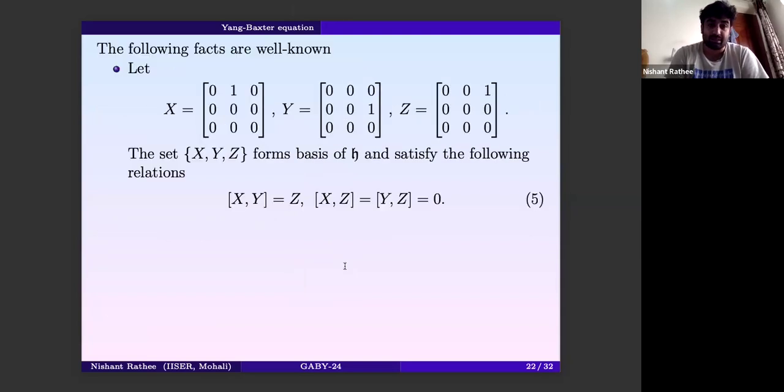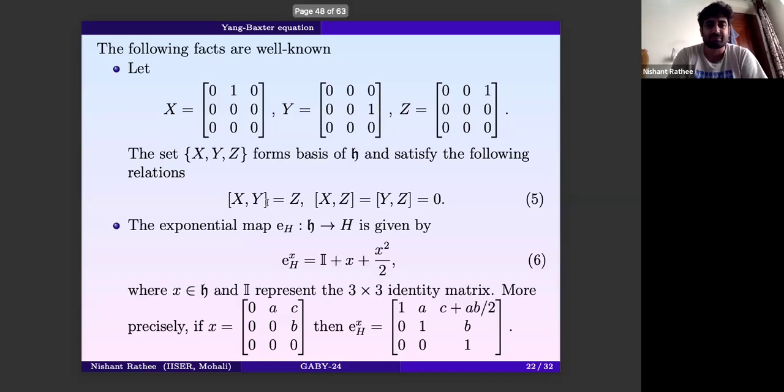It is easy to see that the set x, y, z, where x, y, z are defined as these matrices, forms a basis of the Heisenberg Lie algebra, and they satisfy this relation: the bracket of x and y is equal to z, and z is a central element in the Lie algebra, which means that its Lie bracket is 0. These are also very well known things.